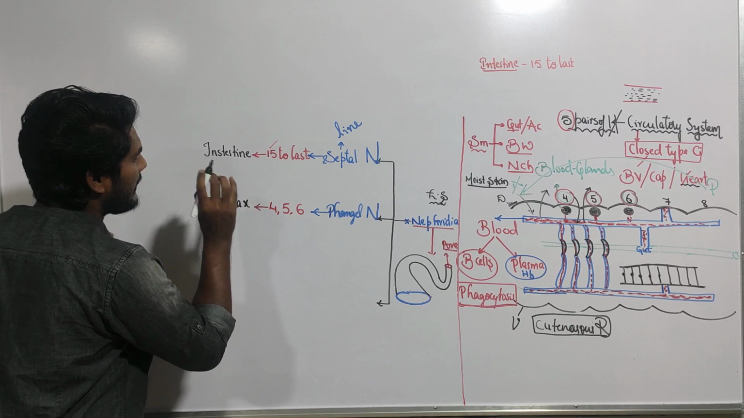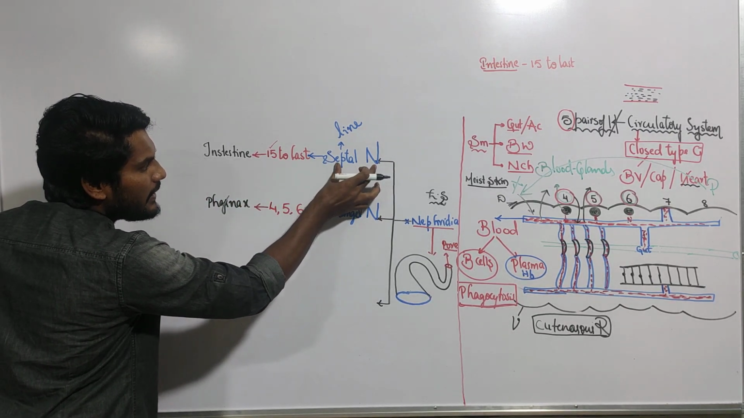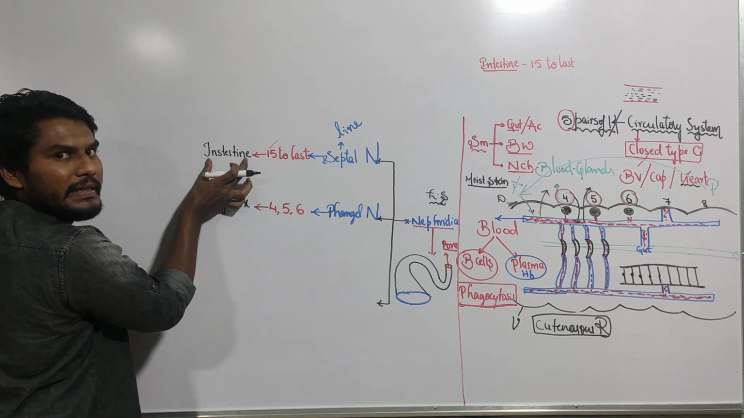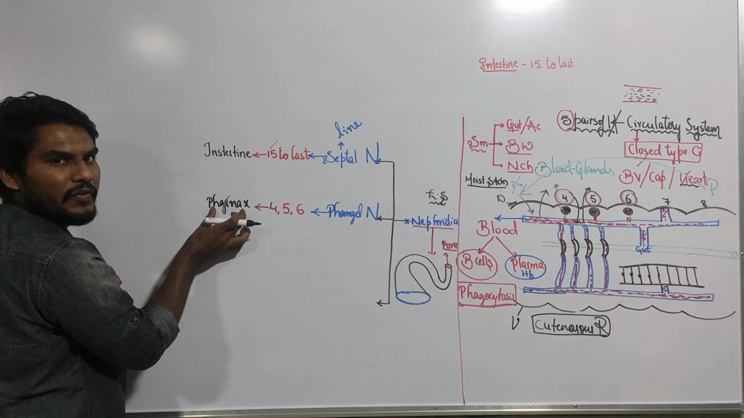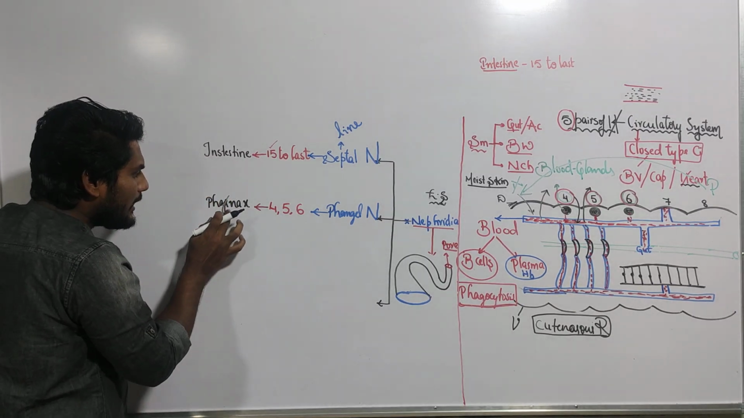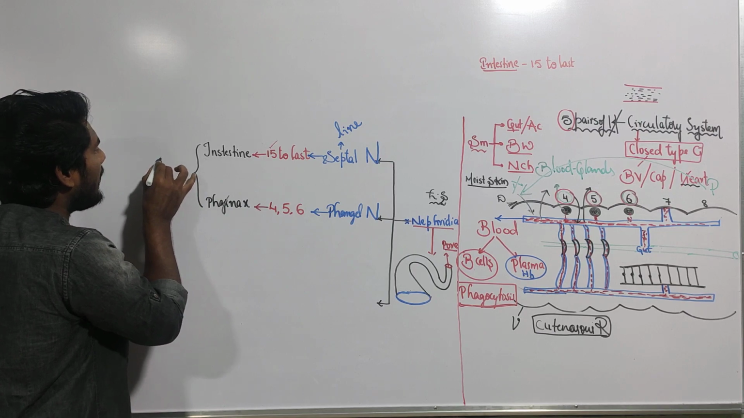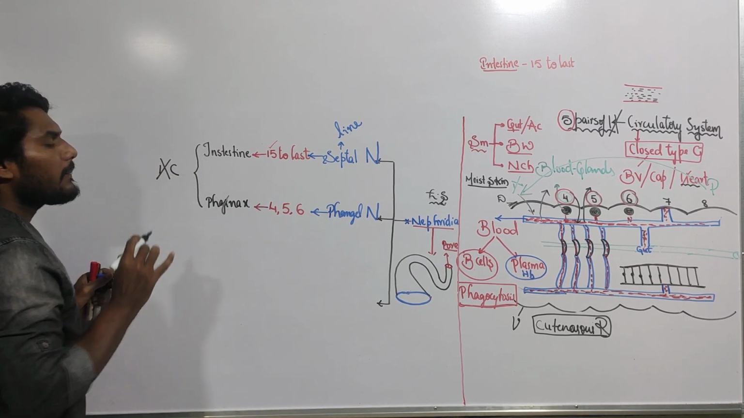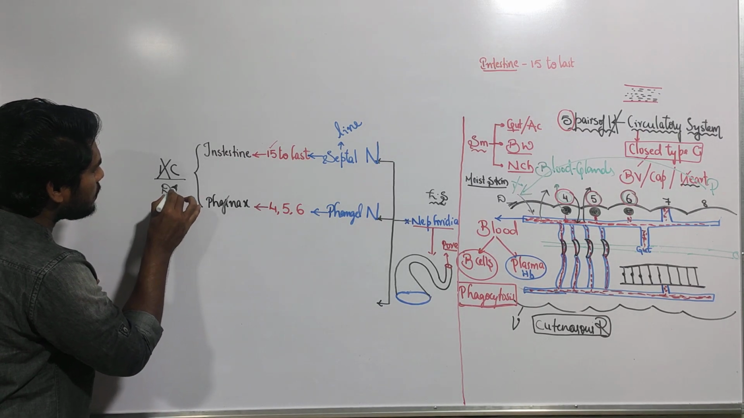They are releasing the waste material into the pharynx. Here septal nephridia is releasing the waste material into the intestine. So here pharyngeal nephridia is releasing the waste material into the pharynx. Intestine and pharynx, both of these are part of the alimentary canal, which is also called the digestive tube.